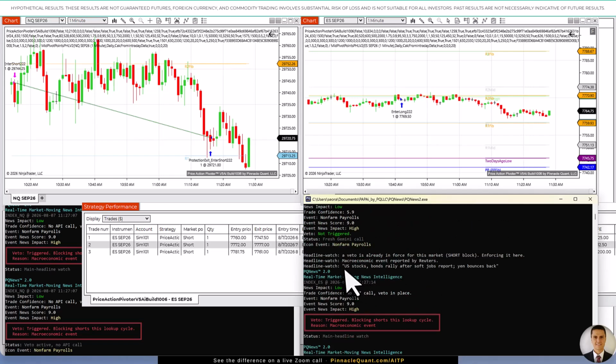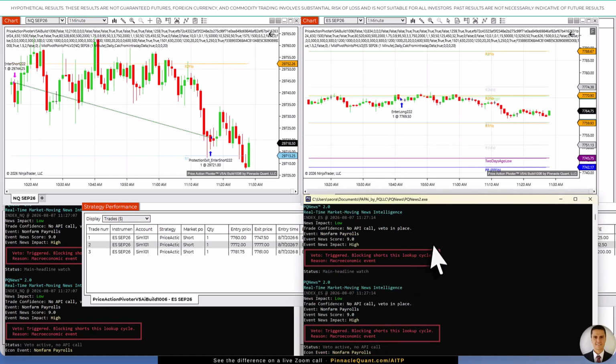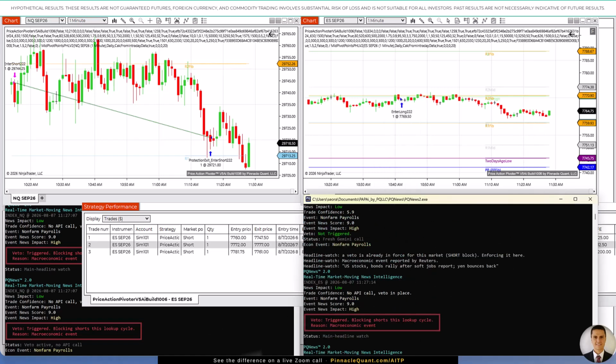So let's see what happened. Macroeconomic event reported by Reuters: U.S. stocks rally after short jobs reporting. So it will block it for this too. What is it blocking? Shorts. You guys see that? It's blocking shorts. So even if HigherEdgeAI gave us the signal we're looking for, which is built on past data and essentially running on past data, that's how it's able to make those calls, this PQNews is blocking it because I've enabled that in the strategy.